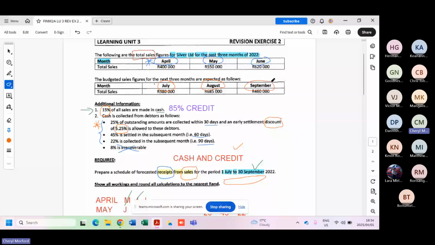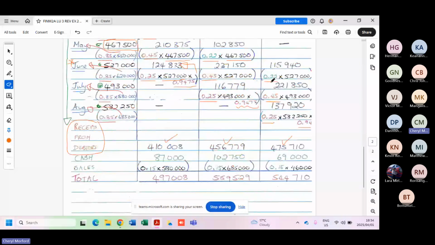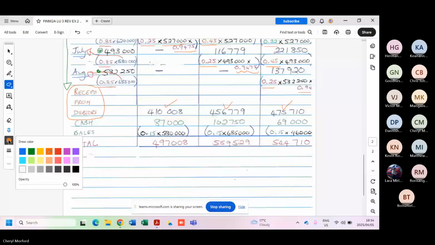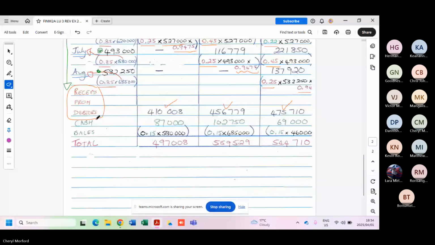So let me show you here. So the next thing we're going to do, see here, cash sales. Notice always 15%, 15%, 15%. And what are the values over here? The total sale for the month.